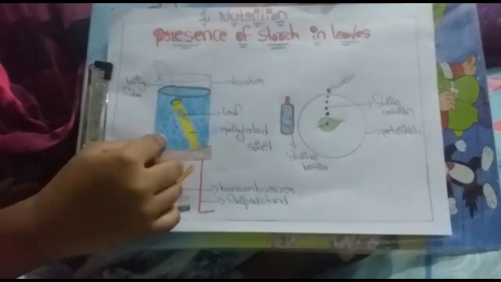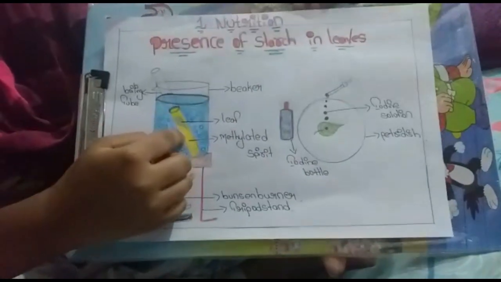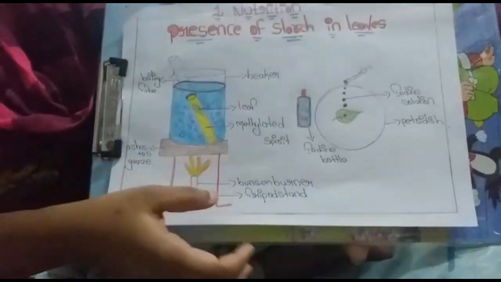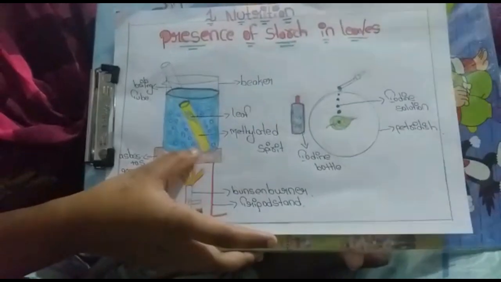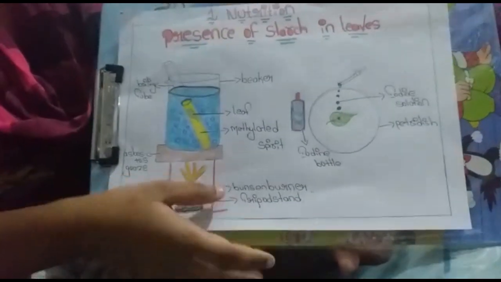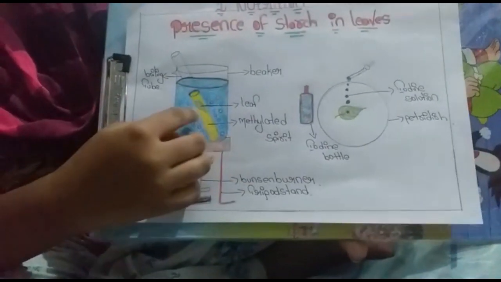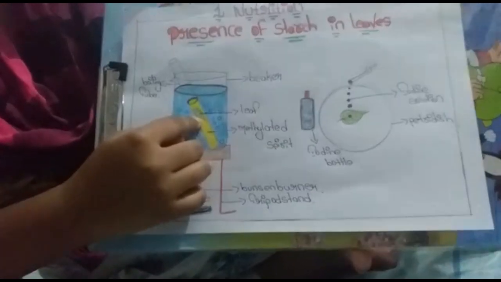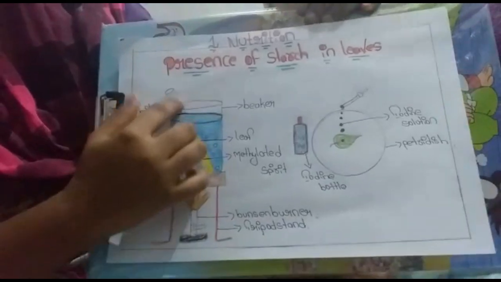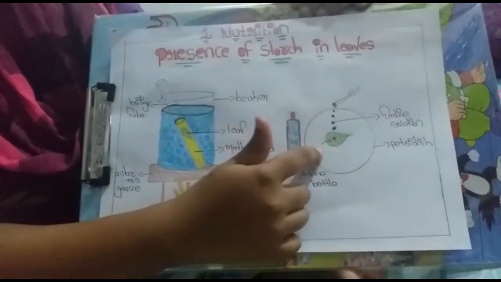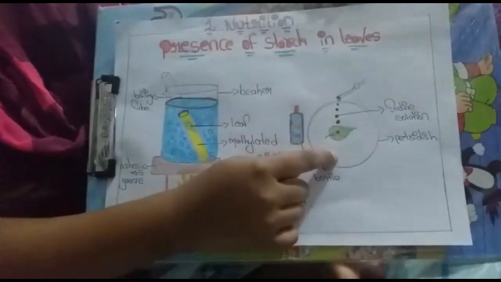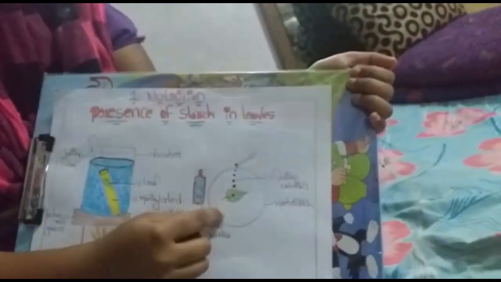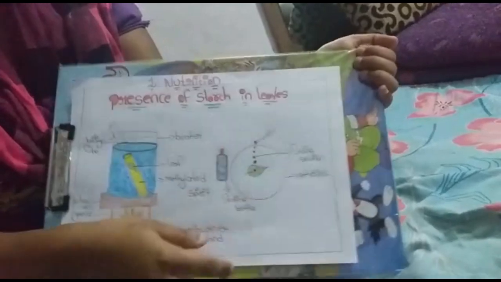Take a beaker and fill it with water. Take a test tube, fill it with methylated spirit and put the leaf in it. Heat the beaker using the Bunsen burner. When the water is heated, the leaf becomes pale because of the removal of chlorophyll. Take the leaf in a petri dish and add about 1 ml of iodine solution. When starch is present, it becomes a bluish black color.